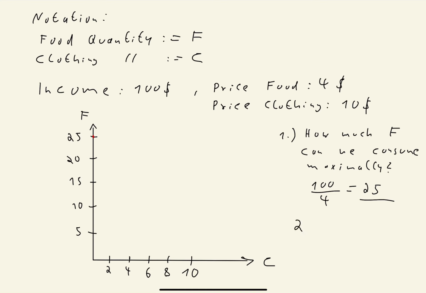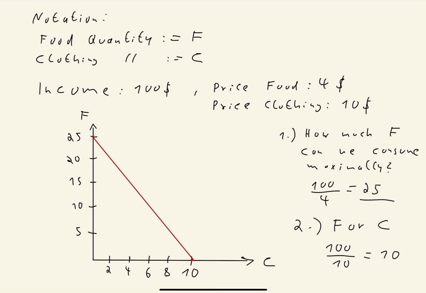And the same thing for C will be $100 divided by the price of clothing, which is 10. And then we have 10 here. And this is the intersection of the x-axis with the budget constraint. Now, if we connect them, this will be the budget constraint.